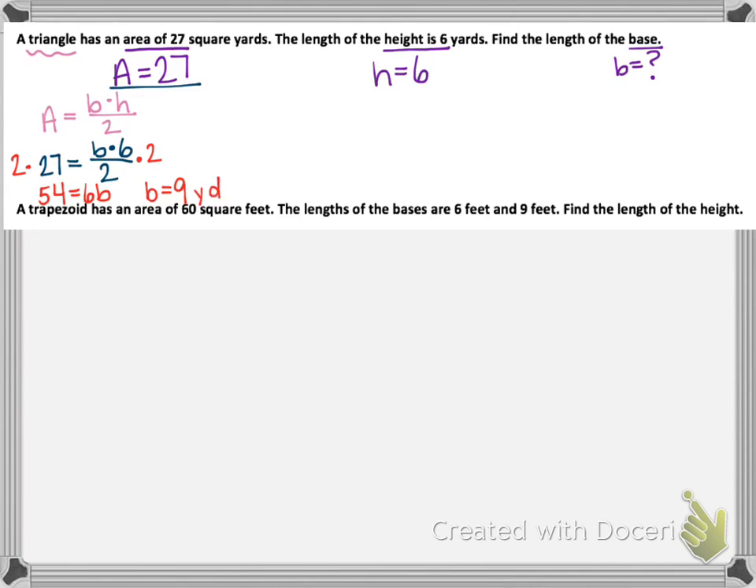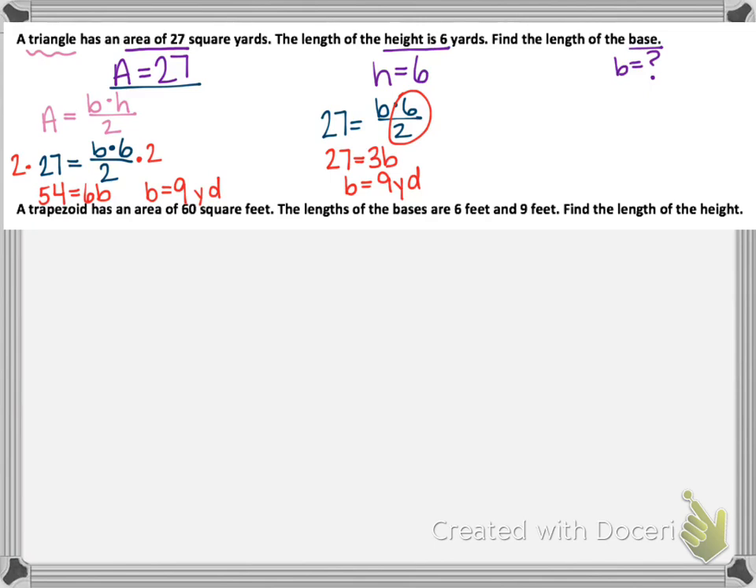Or, another way to solve it, so when we had 27 equals base times 6 over 2. Okay, so another way to solve this is to take 6 divided by 2, and 6 divided by 2 is 3. So I have 27 equals 3b. Divide by 3 on both sides, so b equals 9 yards. So it's just another way to solve it, just throwing it out there. Whatever makes you feel most comfortable, I'm happy.